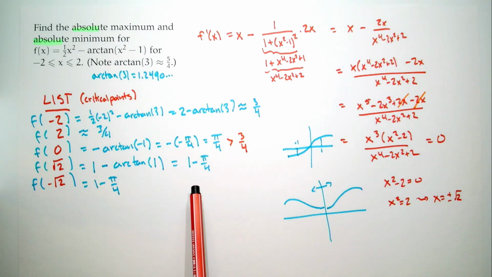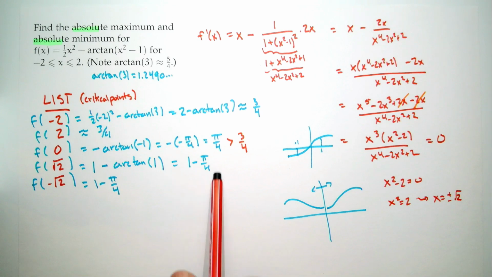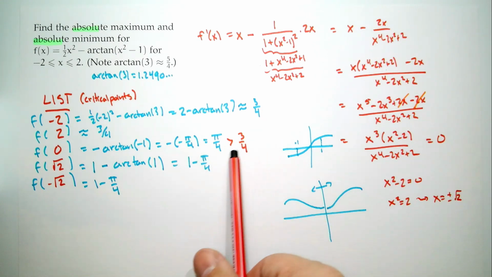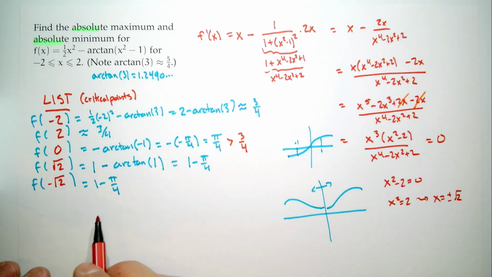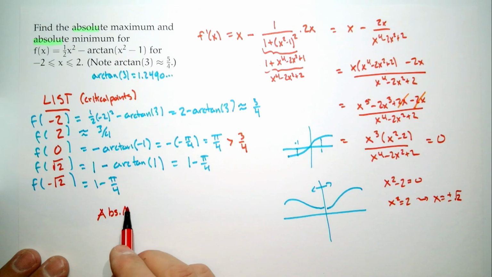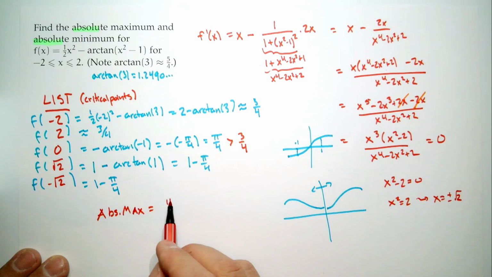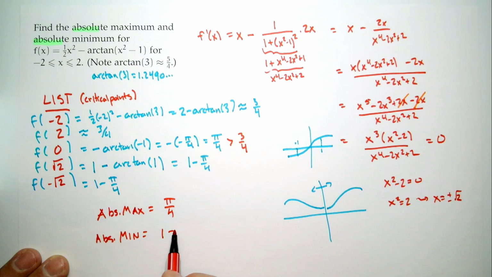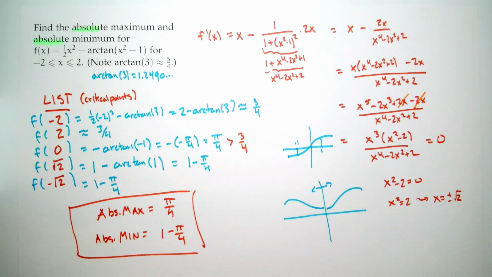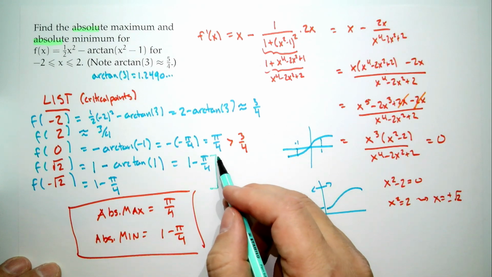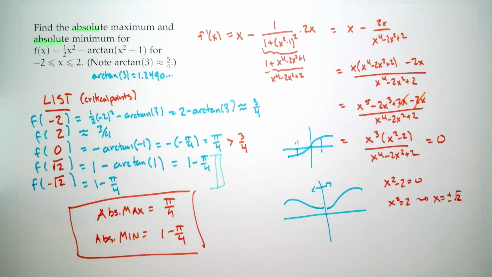How about 1 minus pi over 4? Well, that's going to be below 0.25. So that's going to be smaller. This is definitely smaller than 0.25, and compared to these others, that's the smallest. So we get that the absolute max is pi over 4, and the absolute min is 1 minus pi over 4. Now, you might say, well, hold on a second. Is it okay that we had the absolute min occur in 2 different places? Is that okay?